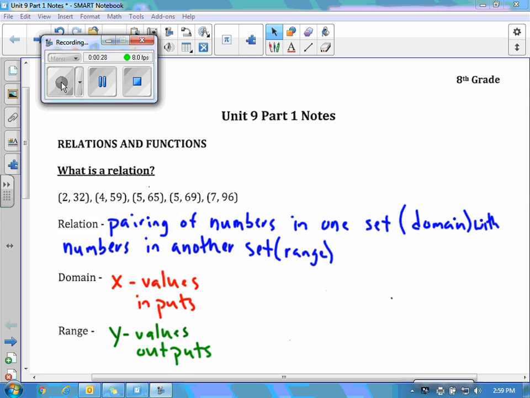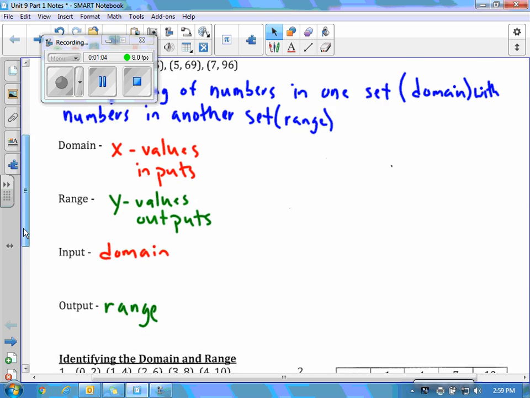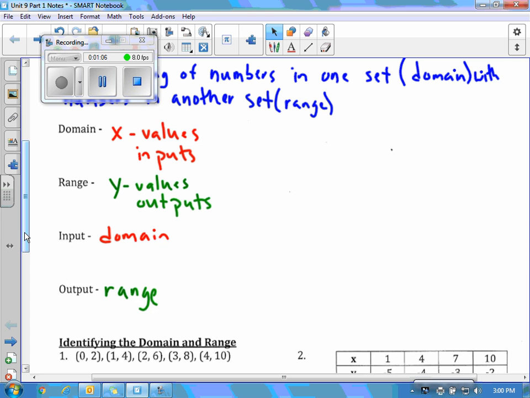The first thing to talk about is what is a relation. If you look at these coordinate pairs that I've written down for you, this is an example of a relation. So a relation is a pairing of numbers in one set, which we call a domain, with numbers in another set called the range. So just to remind you, the first number in an ordered pair is the x, the second number is the y. So I just said that we put them in two different sets, the domain and the range. The domain is all the x values, the range is all the y values. Now we also call the domain the inputs and the range the outputs.